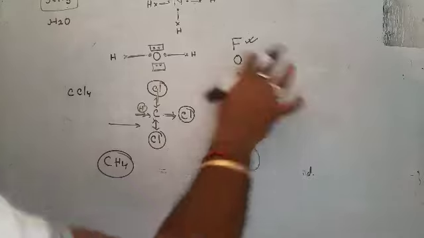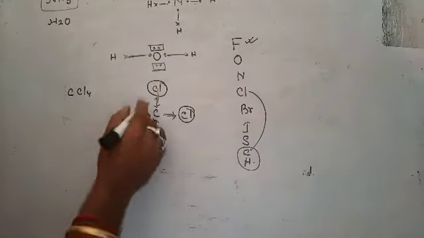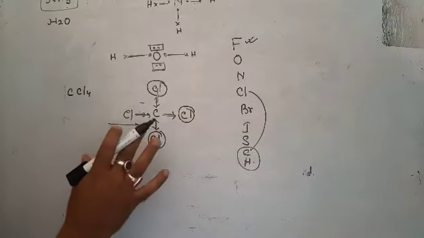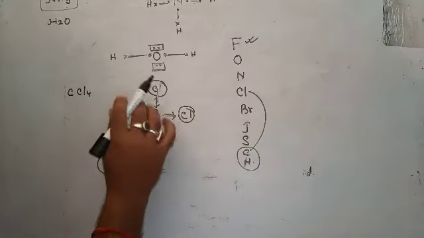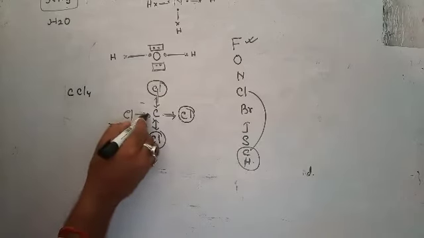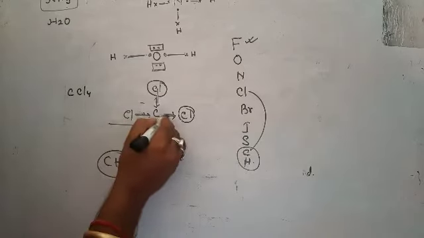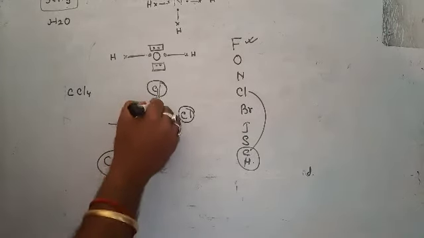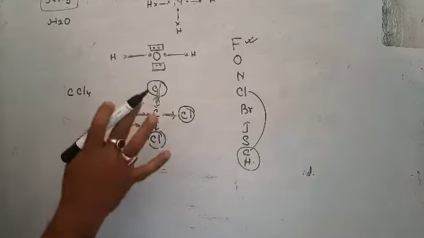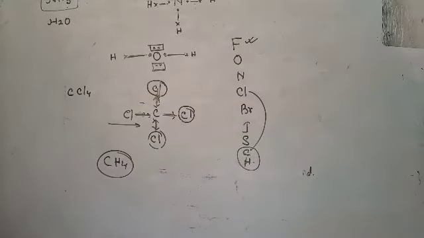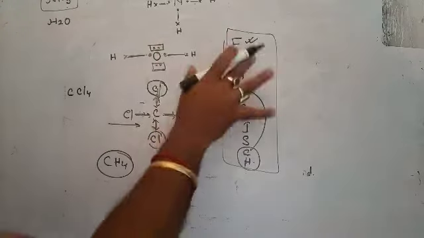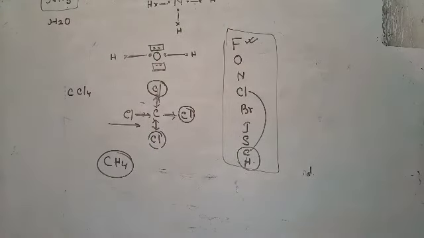So maybe it is polar, but due to the geometrical figure, when you draw the structure, you can easily understand that the geometry is the same for every chlorine. This chlorine, this chlorine, this chlorine, this chlorine attract carbon towards themselves with the same energy. So it becomes non-polar. You have to learn this table. It is very easy for you to understand how to find whether a molecule is polar or non-polar.